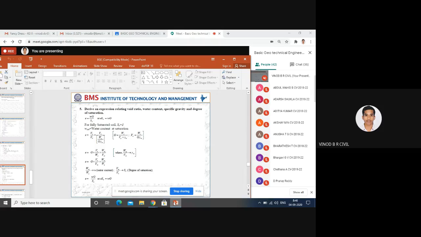Below that, weight of water divided by weight of soil is the water content, we call it small w, and degree of saturation equals volume of water divided by volume of voids, that is Vv. Therefore, e equals w into G divided by Sr. Therefore, e into Sr is equal to w into G.